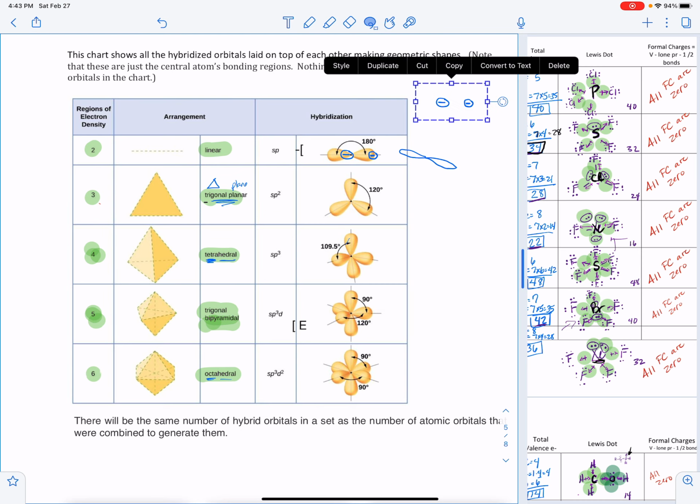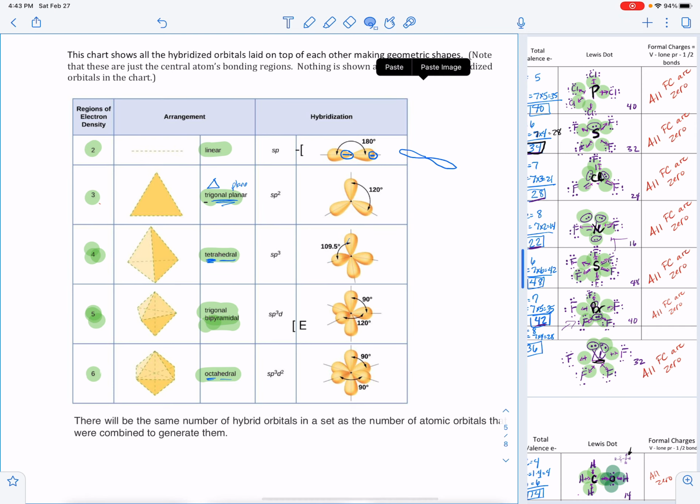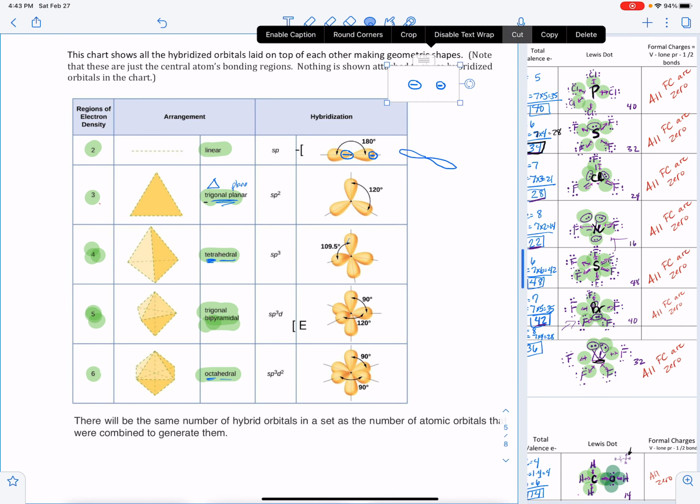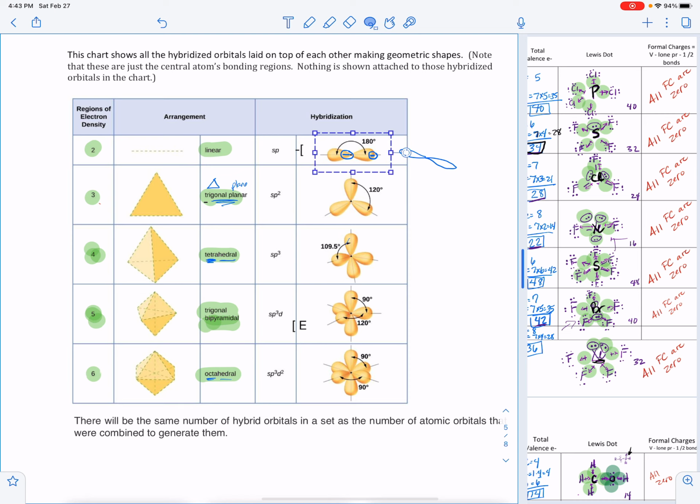So I'll put over here, oops. Let's see if we can get it to copy the picture. There we go. So that might be something that looks polar. But if those negative charges are in the middle, it'd be not polar.